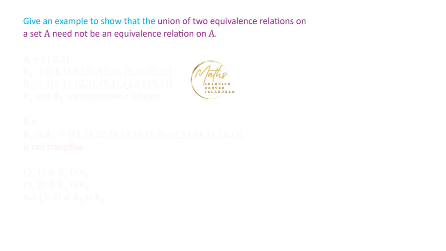The union of equivalence relations is not an equivalence relation. So we are considering the set A. It consists of elements 1, 2, 3. We are defining two relations on it. We are saying the relation R1 is there.